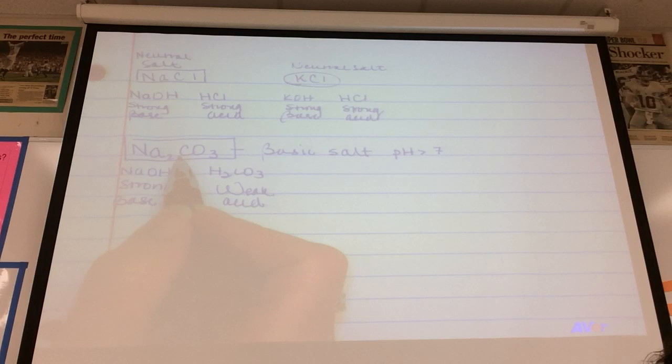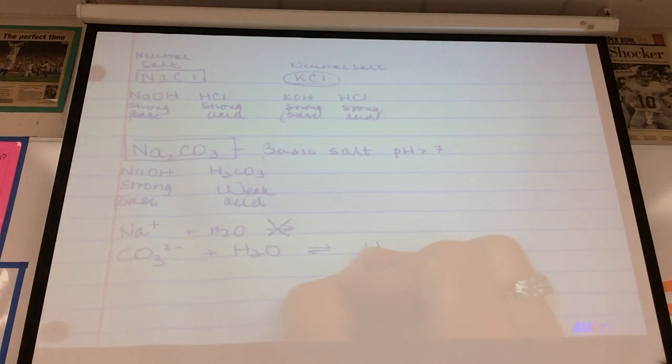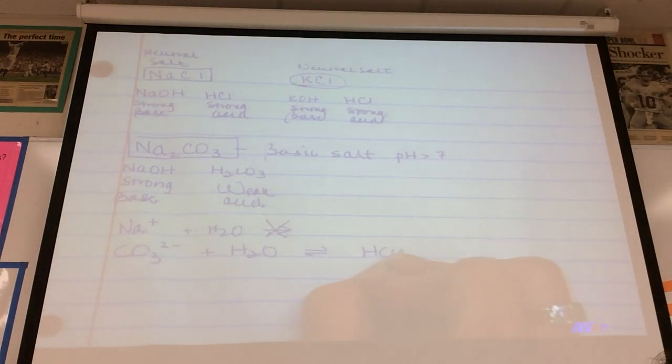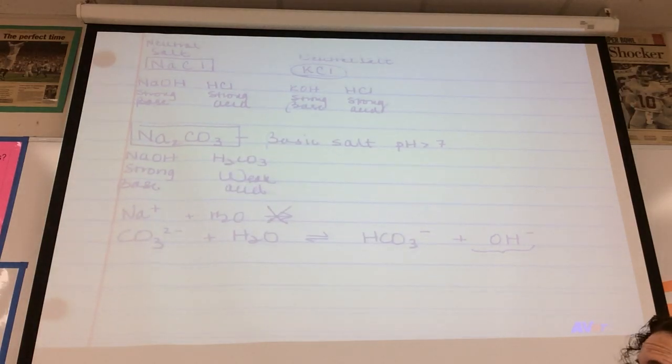you have to look at what hydrolyzes. Group 1 or group 2 cations do not hydrolyze. The carbonate ion does hydrolyze, reacts with water to generate bicarbonate ion and hydroxide ion. You are generating hydroxide ion, hence the salt is basic. That's the key right there. Chase, you had a question.